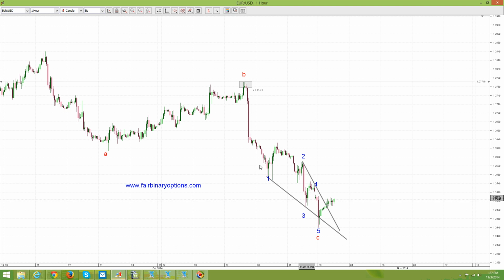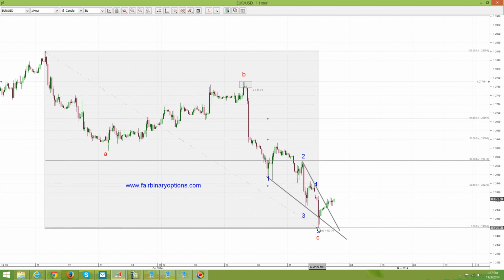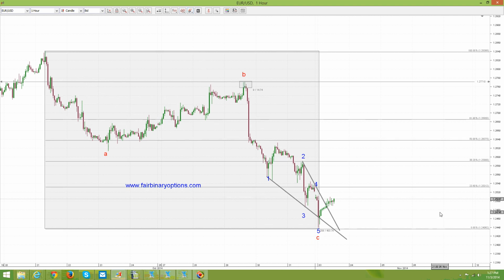falling wedge. And the whole move from here to be nothing but a leg of a contracting triangle, this one here. I would say that is either a B wave or a C wave, it doesn't matter, because a win-win situation calls for market to go something like 61.8 out of this whole move. Now 61.8, if you take the Fibonacci from here to here, calls for 126.80. Now the market is trading 125.04.